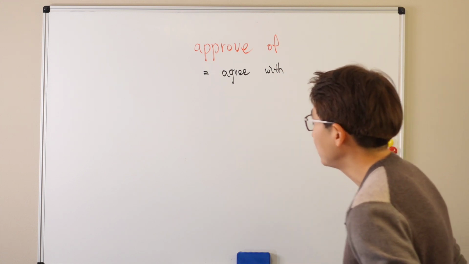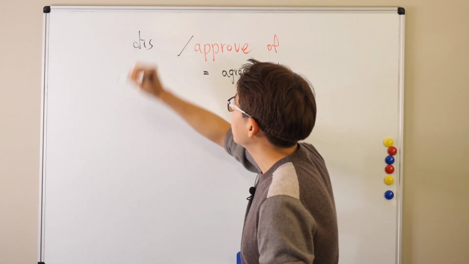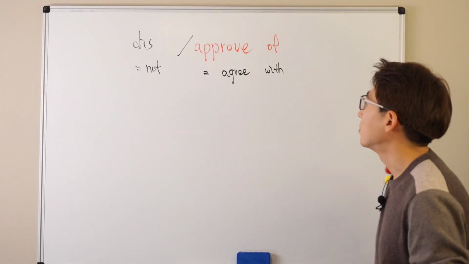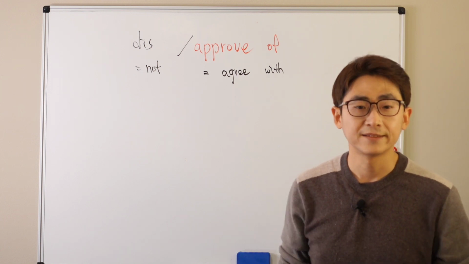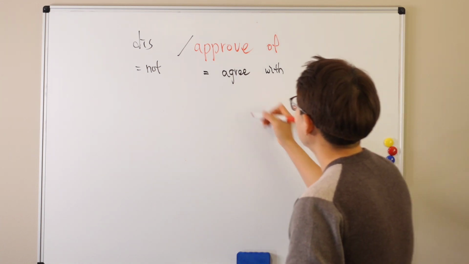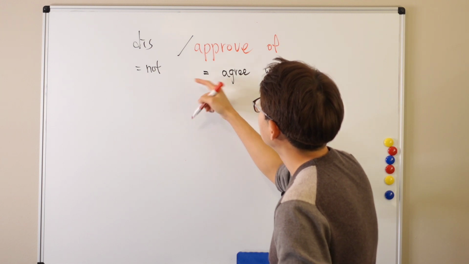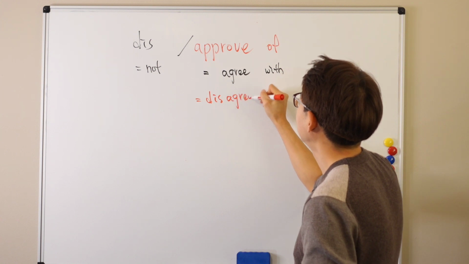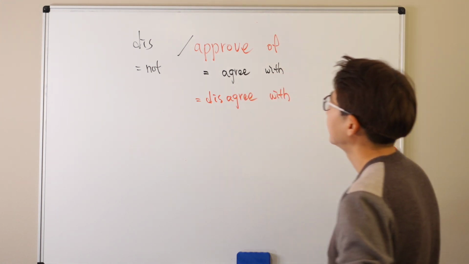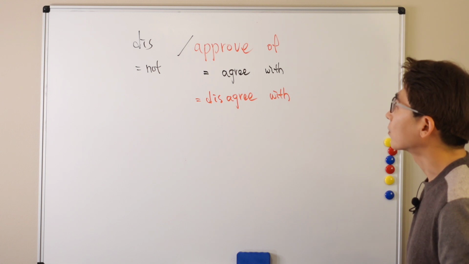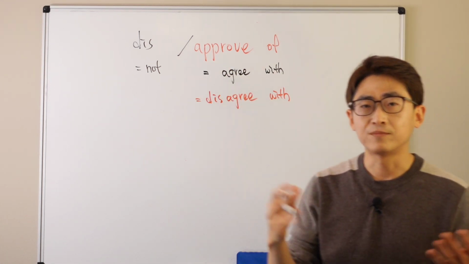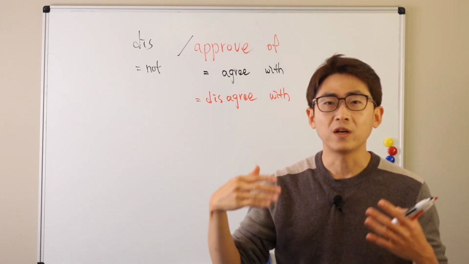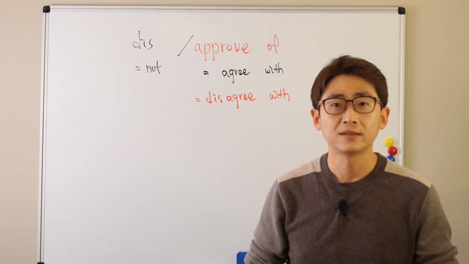Okay, so when we put the dis prefix in front of this one, it also becomes not. So you're not approving of something. Okay, so you can also put this in front of agree, and it becomes disagree. Disagree with. Okay, but overall, disapprove has a broader meaning, whereas disagree, we only use it when we are not happy with other people's opinions.